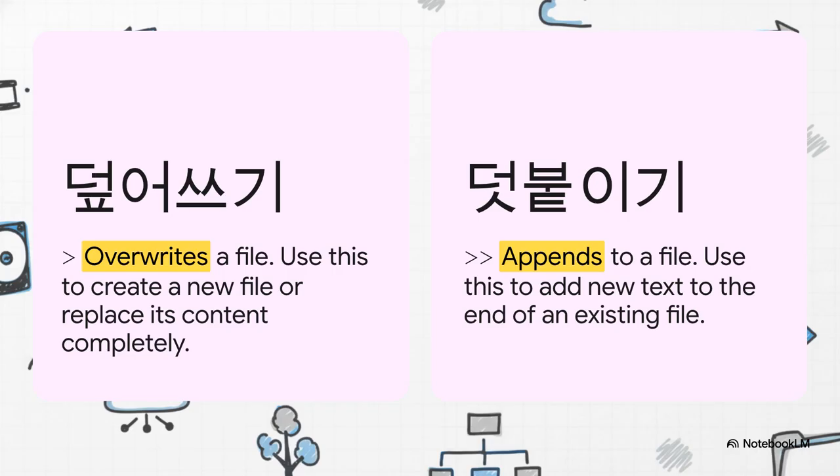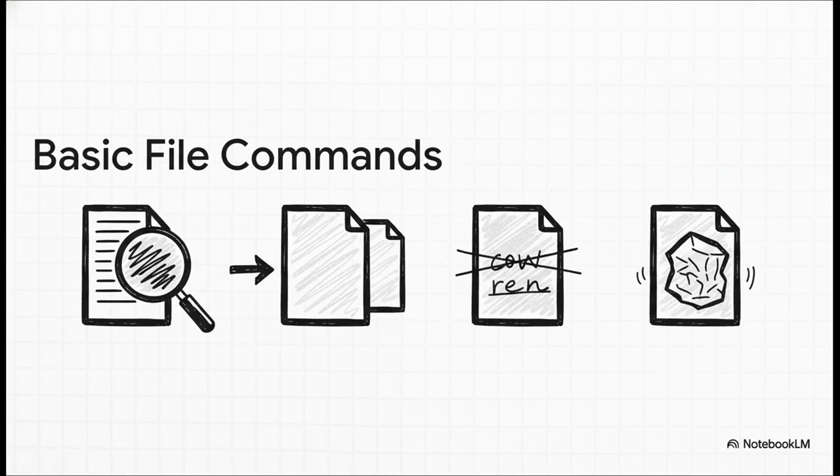Now, a single greater than will create the file or completely overwrite whatever's in it. But 2 of them, double greater than, will add your text to the very end of the file. It's a tiny difference in symbols, but a massive difference in what happens. And here are the other tools for your file toolkit. Type lets you peek inside a text file to see what it says. Copy and ren are pretty self-explanatory. They copy and rename files.